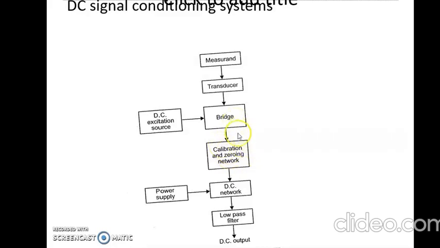So when the bridge becomes unbalanced, we get some output voltage which is given to the DC amplifier. This DC amplifier amplifies that output voltage of the bridge and it is given to the output through a low pass filter. The low pass filter attenuates, that is, it filters out the high frequency signals.